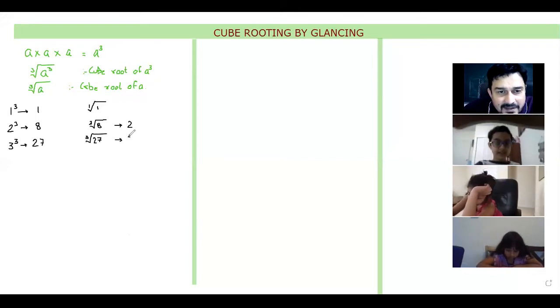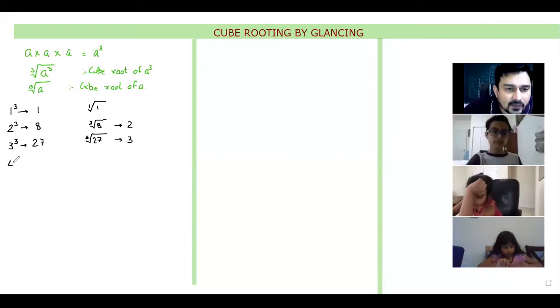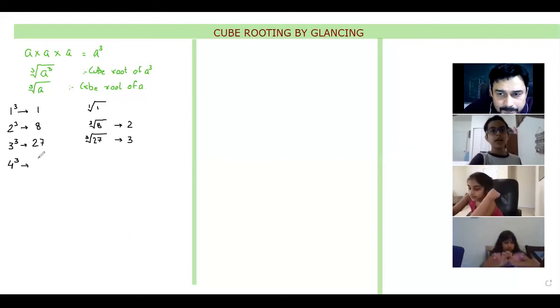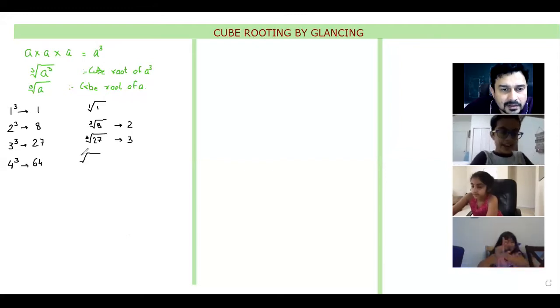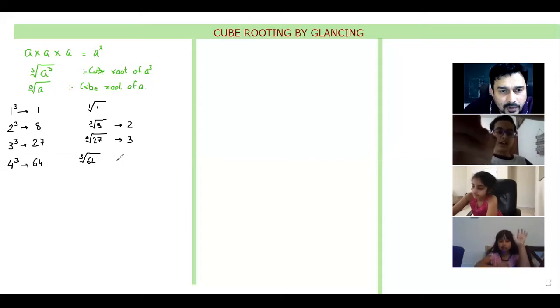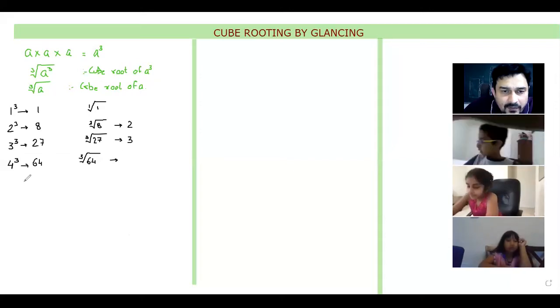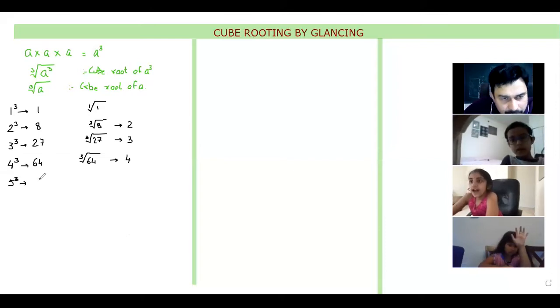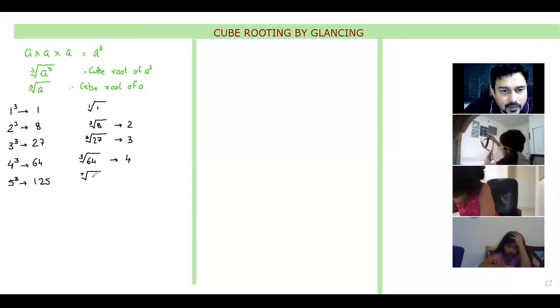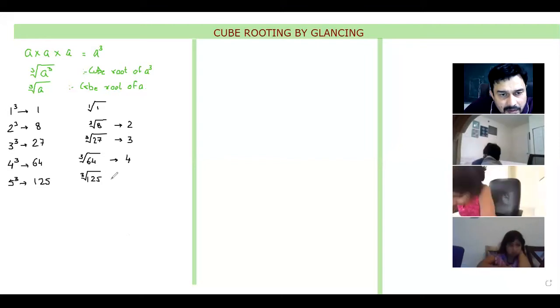Okay, what is 4 cube? It's 64. You people are not revising your techniques. The cube root of 64 is 4. So 5 cube is 125. The cube root of 125 is 5.